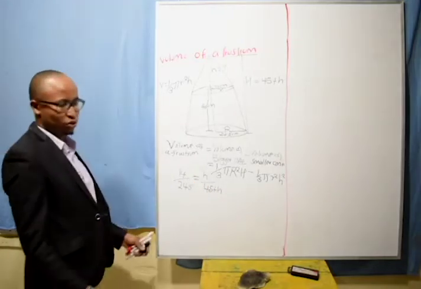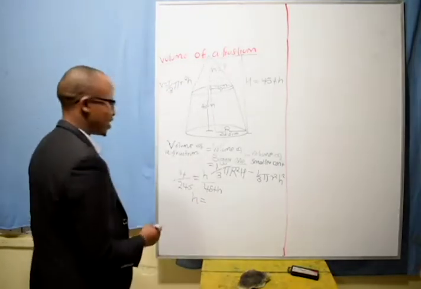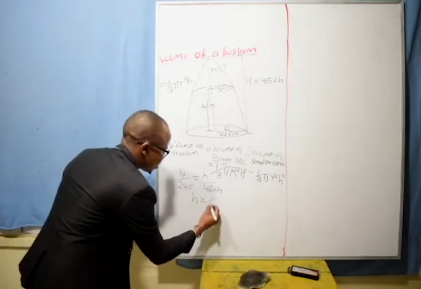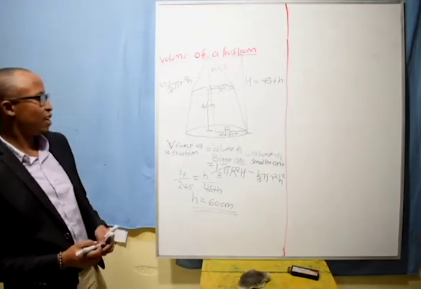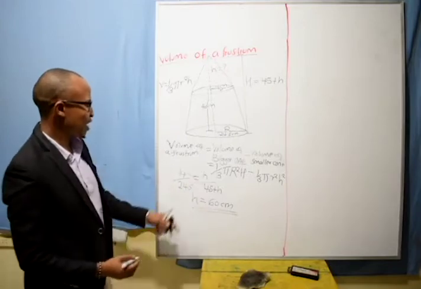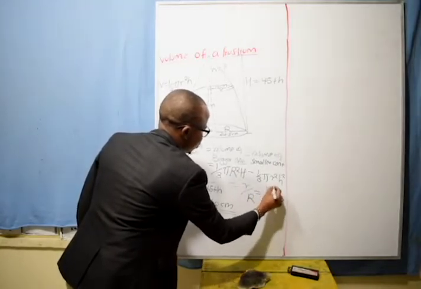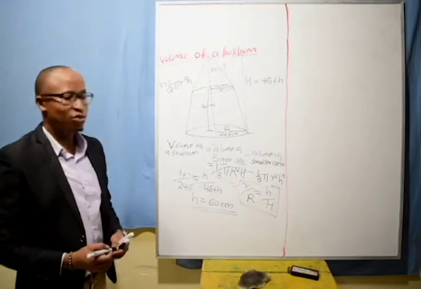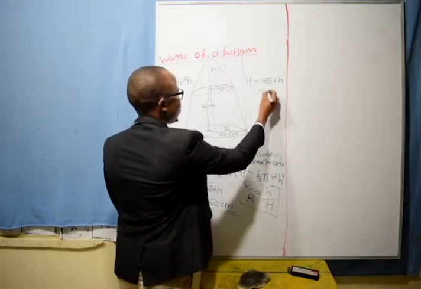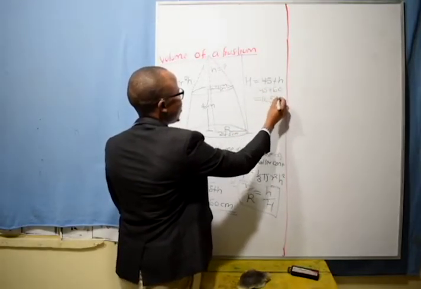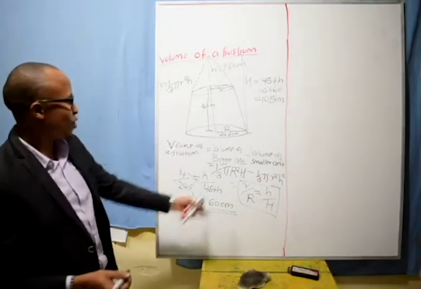If you cross multiply, you do your calculation and you get h is equal to 60 centimeter. Similarly, we have said r over the bigger radius is equal to h over the bigger h. So that's the concept of similarity we have used. The next thing, now the bigger height becomes 45 plus 60, which is equal to 105 centimeter. And here it is equal to 60 centimeter. And then from there you can carry on with the formula.